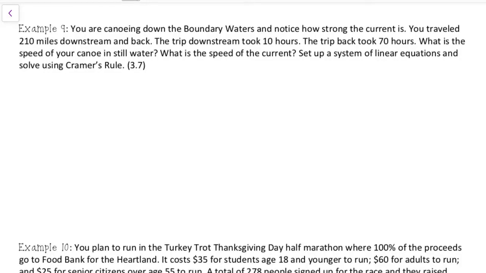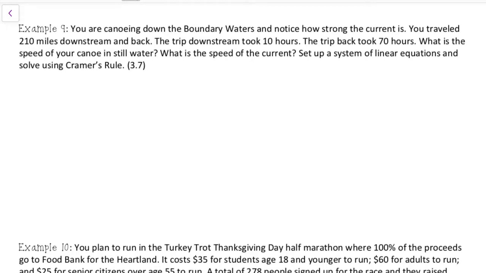Okay, and then we've got our last example that we are going to work through together. So in example 9, you're canoeing down the Boundary Waters, and notice how strong the current is. You traveled 210 miles downstream and back. The trip downstream took 10 hours, trip back took 70. What is the speed of your canoe in still water, and what is the speed of the current?